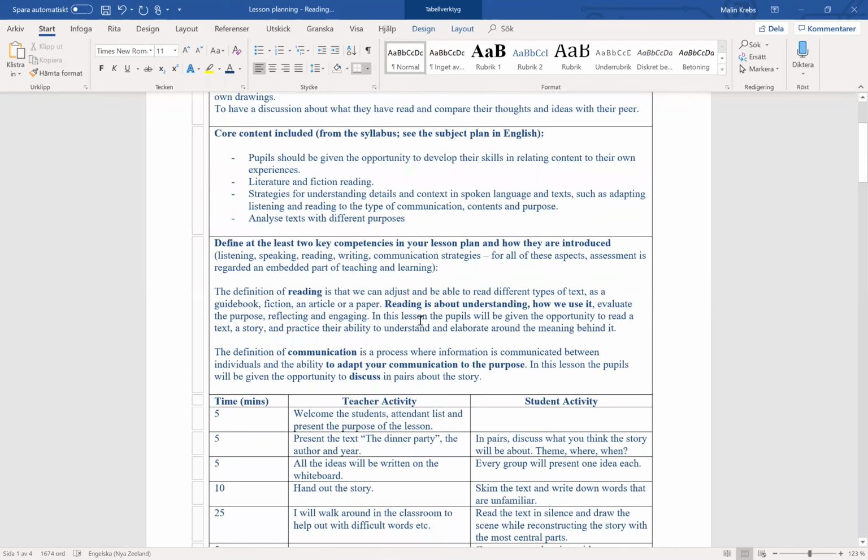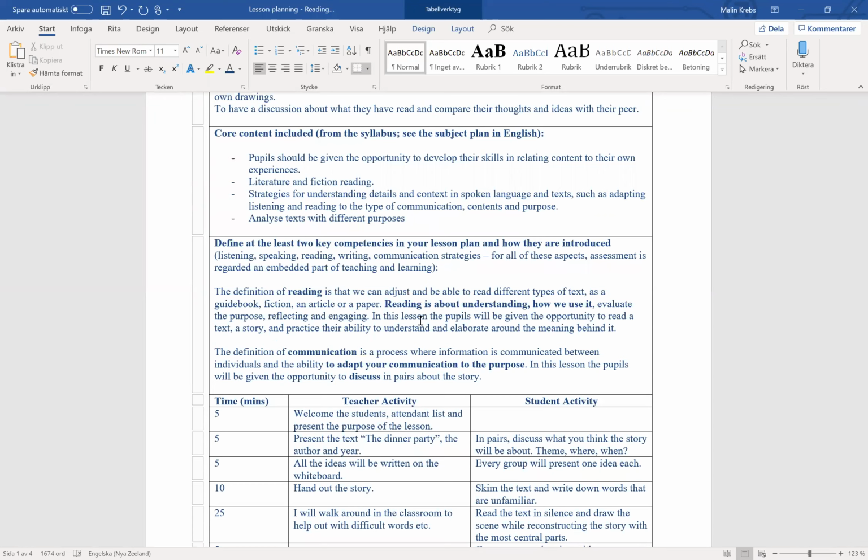Reading is, of course, a very big part of this lesson, where reading is all about understanding how we use it. And in this lesson, the pupils will be given the opportunity to read a text and practice their ability to understand and elaborate around the meaning behind it.